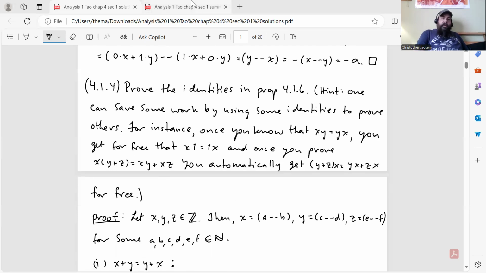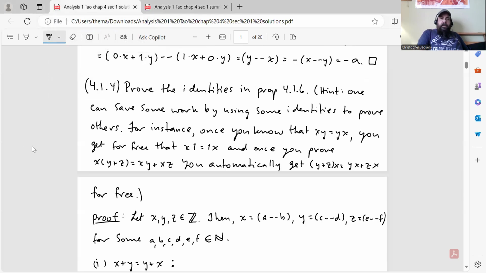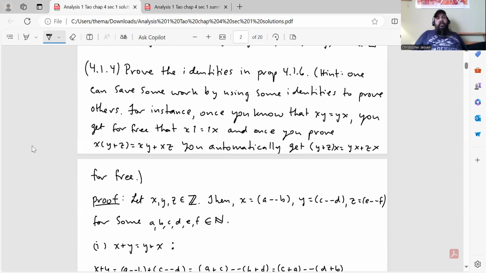All right, question 4.1.4 says to prove the identities in Proposition 4.1.6. Let me just show you that real quick because there's a lot of them. Proposition 4.1.6 says that the integers are a commutative ring with identity. So we want to show that all these properties hold for the integers. All right, so let's go through them one at a time. He does give a hint. He says one can save some work by using some identities to prove others.